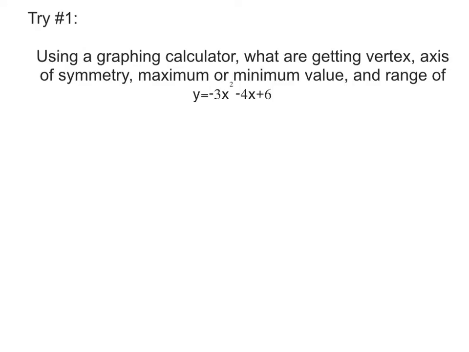In try 1, it says using a graphing calculator, what are your vertex, axis of symmetry, maximum or minimum value, and range? So again, let's go into y equals, clear out anything if there is there. Type negative, not the minus, but -3x squared, then minus 4x, and then plus 6. Press the graph button, and we'll get our graph.